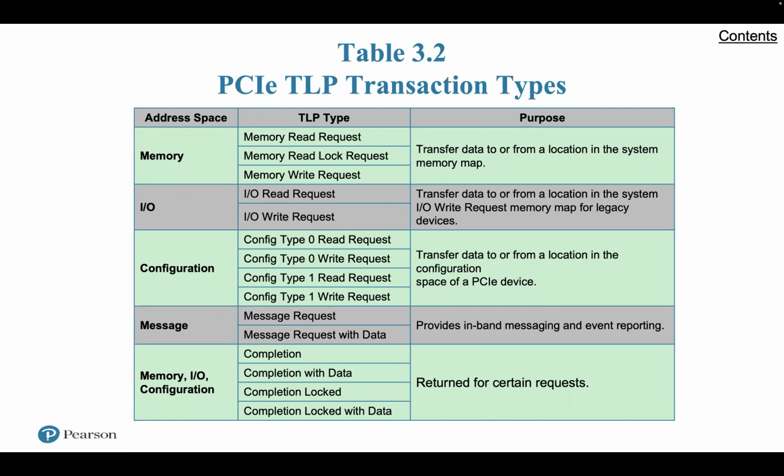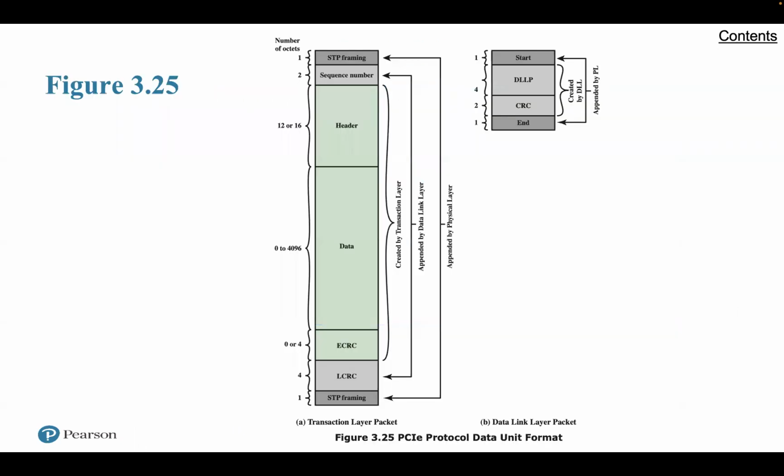For the configuration, this is for transferring data to or from a location in the configuration space of a PCI device. The message provides in-band messaging and event reports. And finally, memory and IO configuration provides a return for certain requests. And so there's a fair amount of things that are done with the PCIe, and we can see some next level type of performance that's included with this.